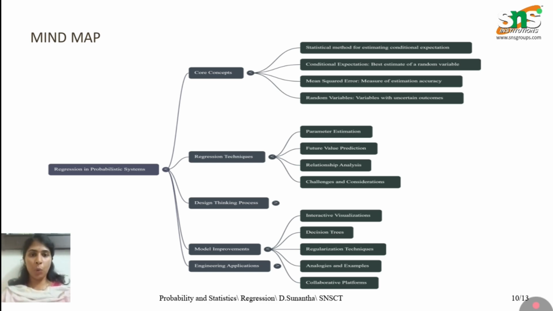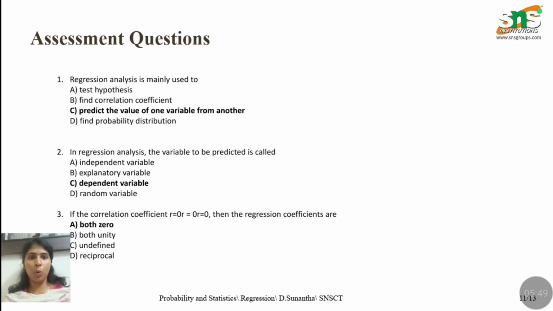Here is what we have seen in this video. First, we have seen the core concepts of regression. We have discussed what regression is and the types of regression. Next, we have studied the techniques involved. Next, how we can use regression in real life, and we have seen the design thinking based approach to regression in this video. In the next video, we are going to see what is covariance.